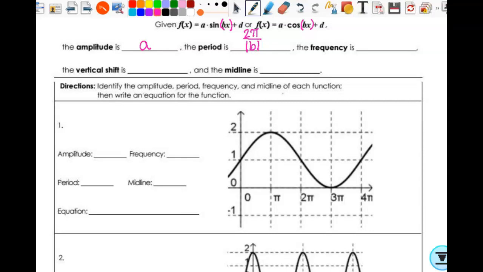Because B I can get off the equation, that's the frequency. Remember, sometimes we have to actually calculate the frequency, and that is just 2 pi divided by the period. So always 2 pi divided by one gives you the other. Right? Vertical shift is still D, which makes your midline y equals D.